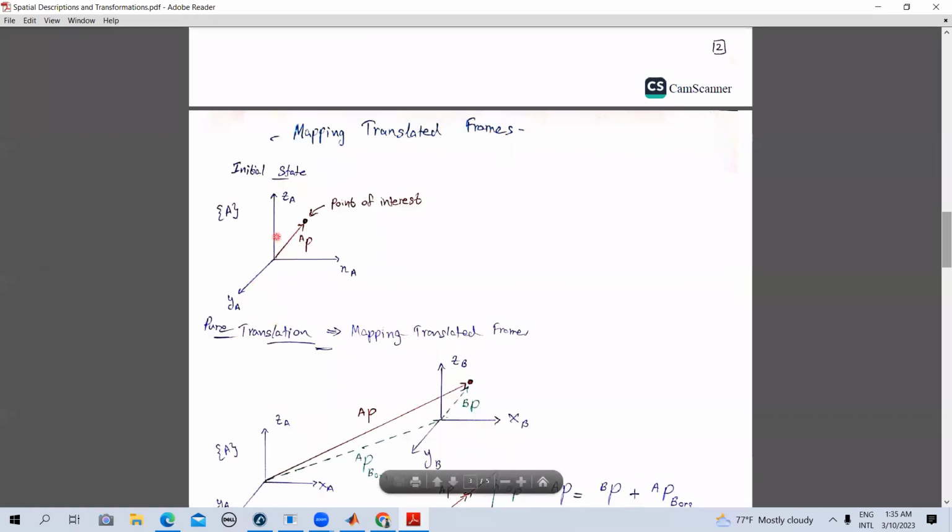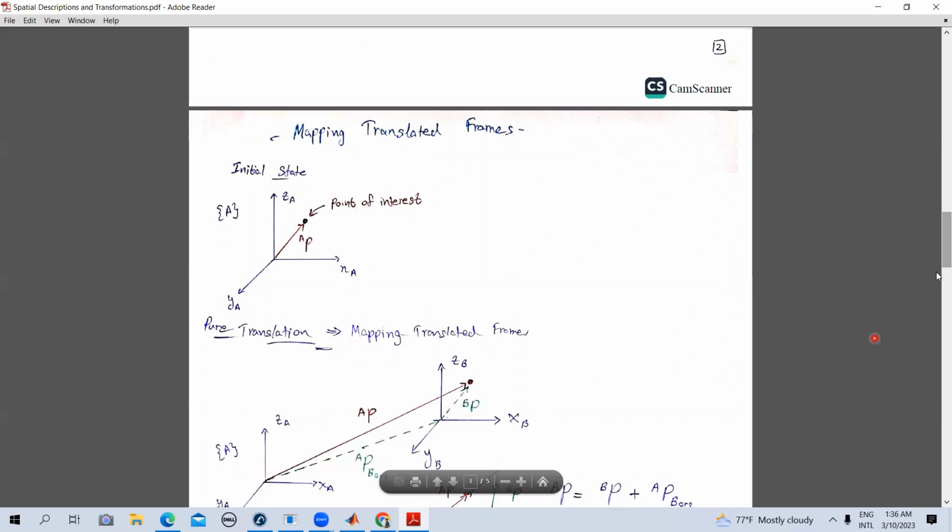Now what we have is a separate frame, a separate coordinate system. We call this frame B, right? Now, how do we compute the position vector of this particular point with respect to the frame A, right? Since this is a pure translation, we can easily get the position vector between the origins, right?